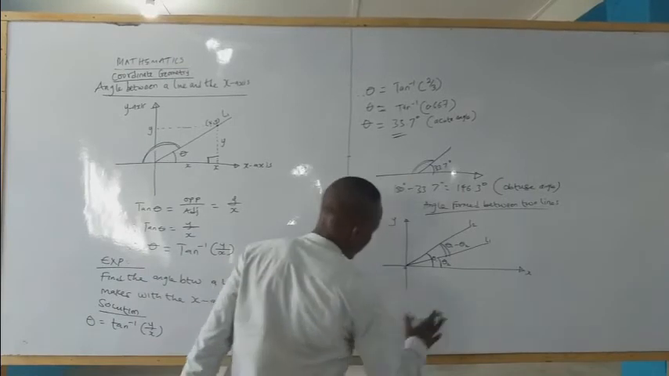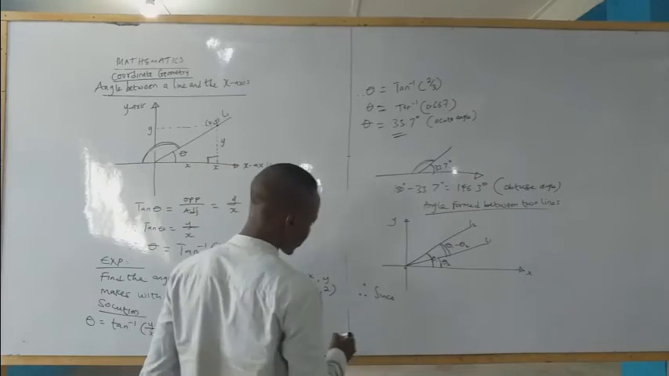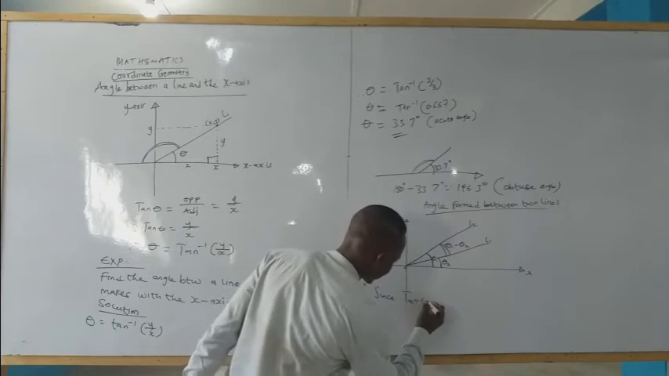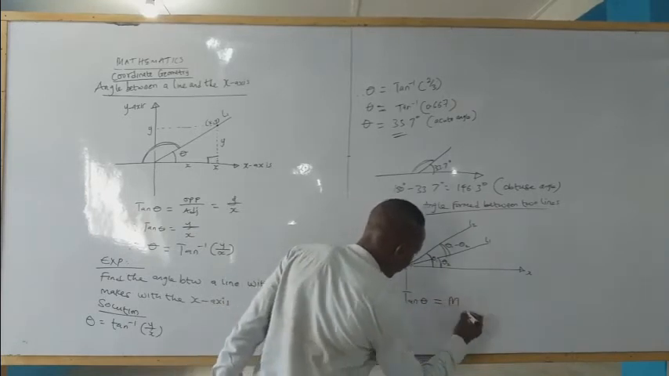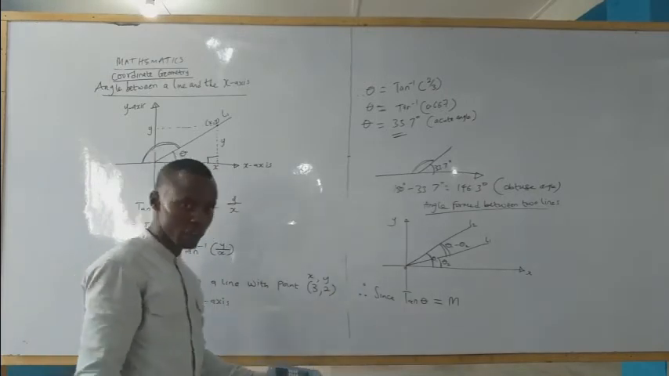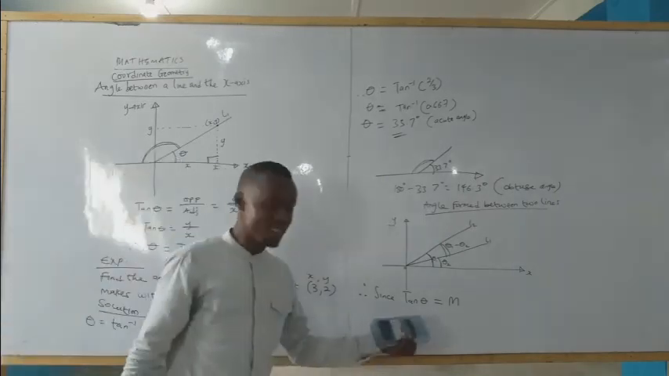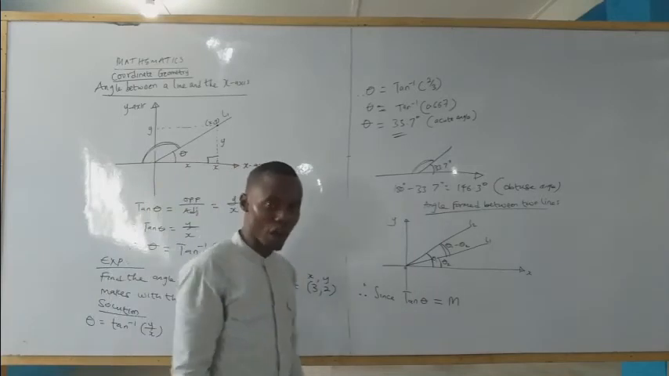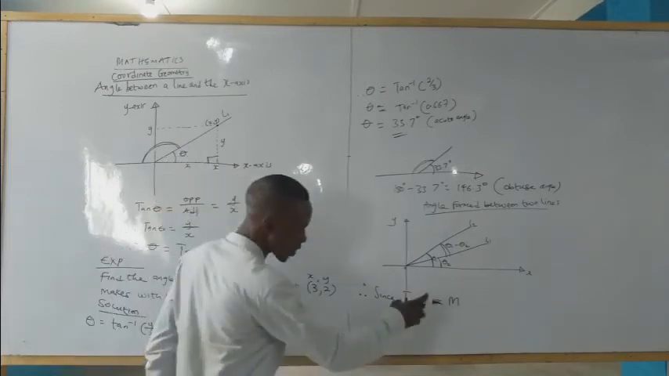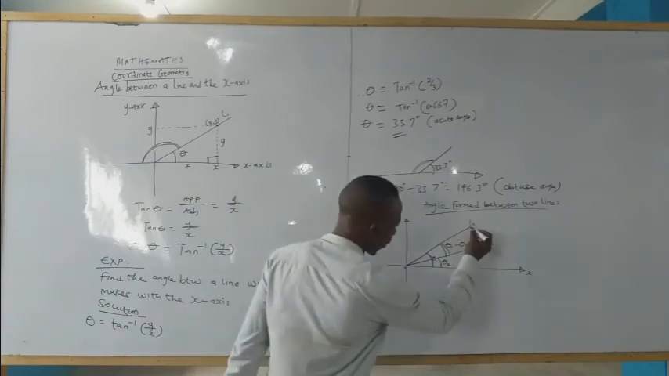So, therefore, since tan theta is equal to m, m is our gradient. They've done that in the past topic under the same topic, coordinate geometry. Tan theta equals m. M is our gradient. We know our gradient is the slope of a line. The slope of a line is a gradient. So we are saying tan theta is equal to m.